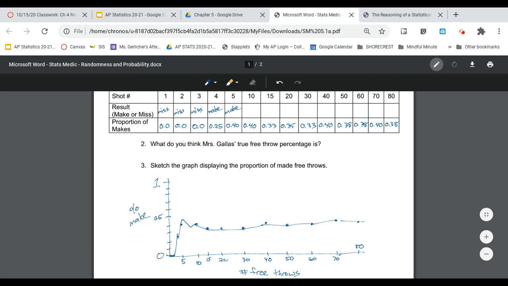So pause the video, fill out the table like I have, sketch the graph, it doesn't need to be perfect, and then answer number 2. If you had to make a guess as to what her true free throw percentage is, what do you think it is? And once you're done with that, unpause.